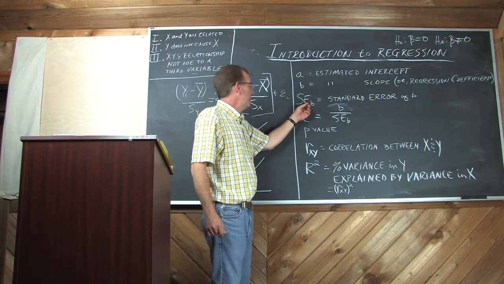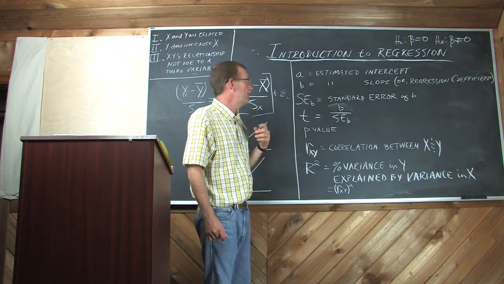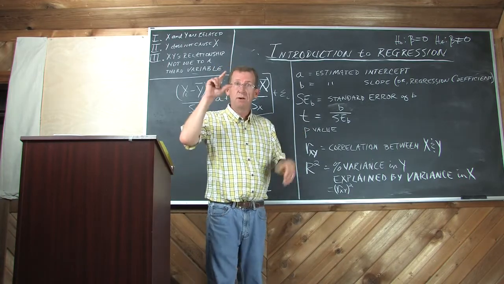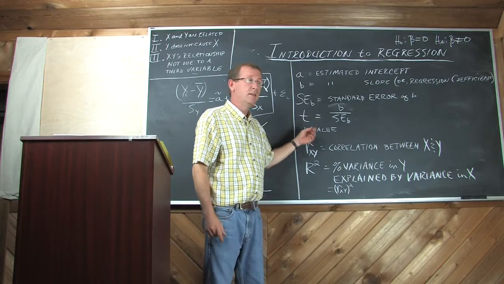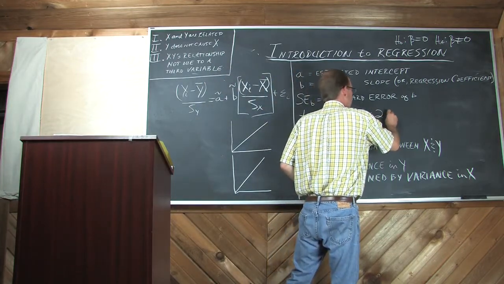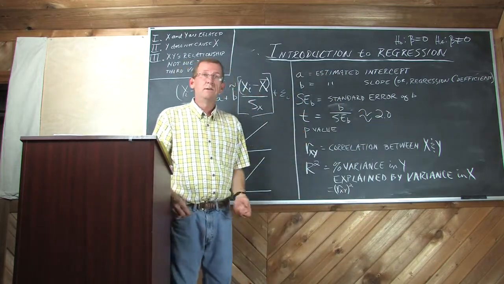And then from the last video, SEB is the standard error of the estimated regression coefficient, and the ratio of the coefficient to its standard error defines T. Once more, you're looking for something about equal to 2.0 or greater. That will have then associated with it a p-value.